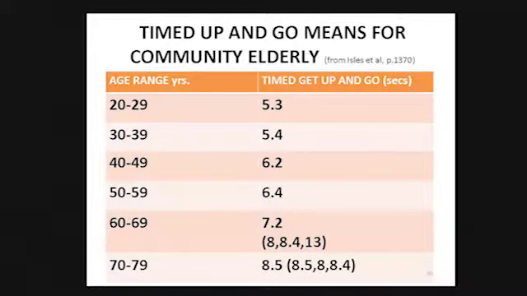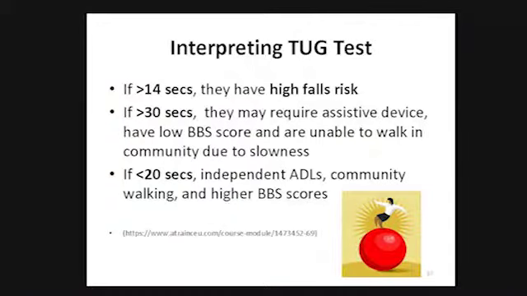Okay. Here's some ranges of the tug means for community elderly, and it also gives you for some younger people as well, so from the 20s to 80. You'll see at the bottom the scores in parentheses are from other studies, so different studies give different amounts. How do you interpret this? In other words, what's the cutoff scores? Well, if it takes them more than 14 seconds to get up and go out of that chair, 3 meters or 10 feet away, come back and sit down again, more than 14 seconds, they have a high falls risk.